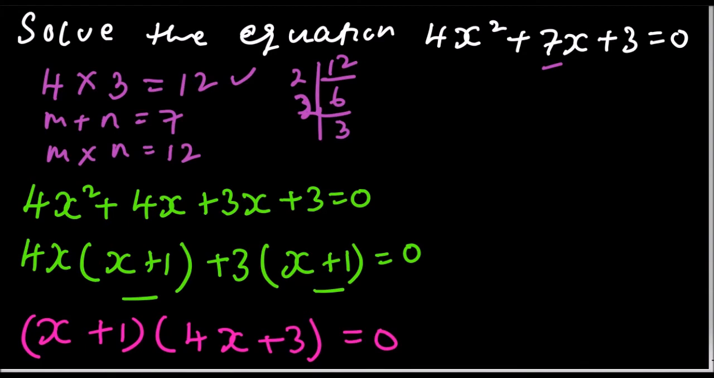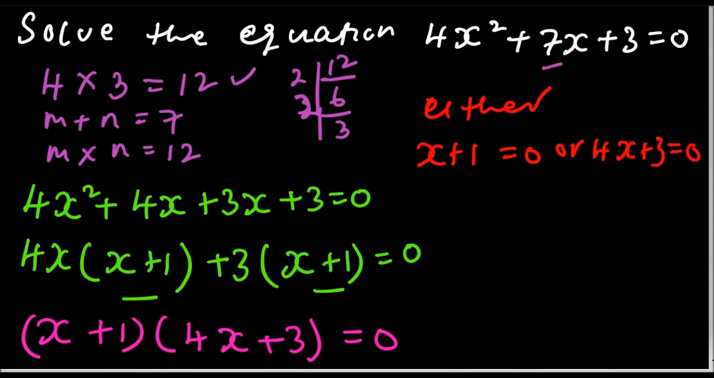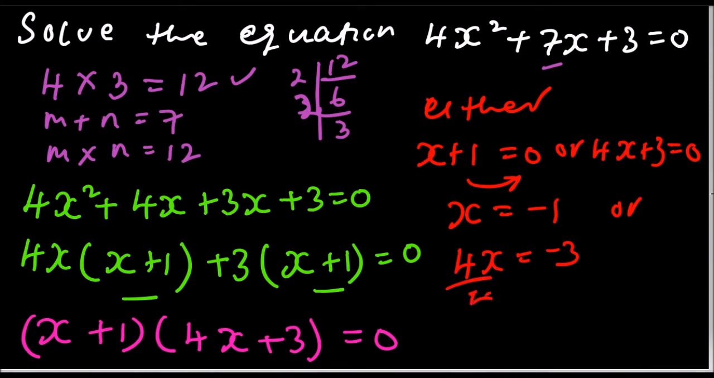So just like we said in the other example, if x plus 1 in brackets multiplied by 4x plus 3 equals 0, then either x plus 1 equals 0 or 4x plus 3 equals 0. In this case, we take 1 to the other side and get x equals minus 1. Or for the other one, we take 3 to the other side, so we have 4x equals minus 3. Divide both sides by 4, and this implies that x equals minus 3 over 4.